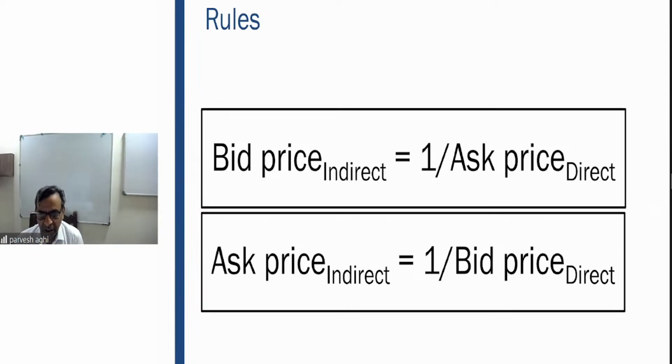Okay, it says if you want to convert a quote from direct to indirect, just do the reciprocal of the quote, but interchanging from ask to bid. Now, 1 upon ask will become bid indirect. So take the direct quote, look at the ask price, and do the reciprocal of it. It will become the bid rate. Similarly, look at the direct quote, look at the bid price, and do the reciprocal of it. It will become ask indirect. Okay.